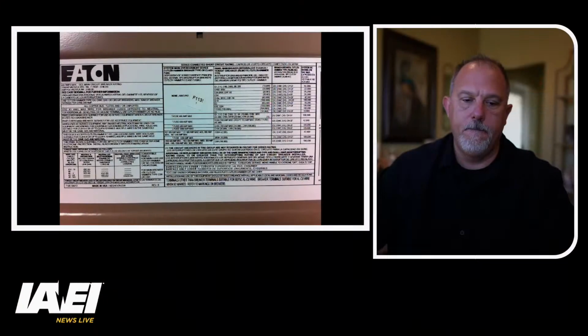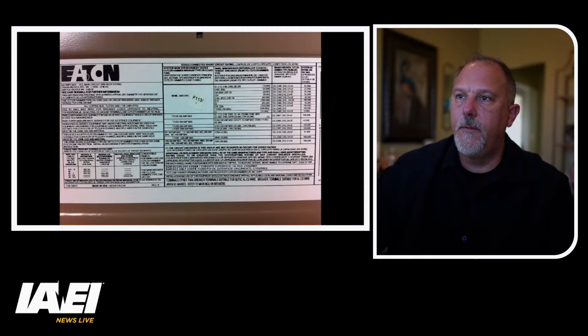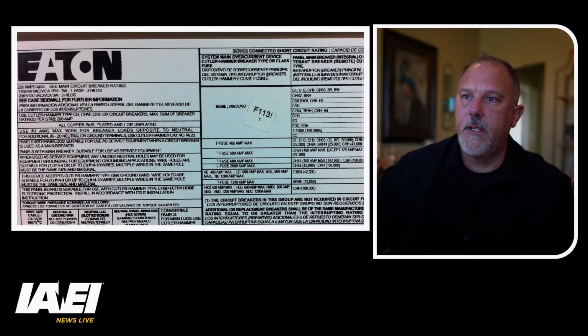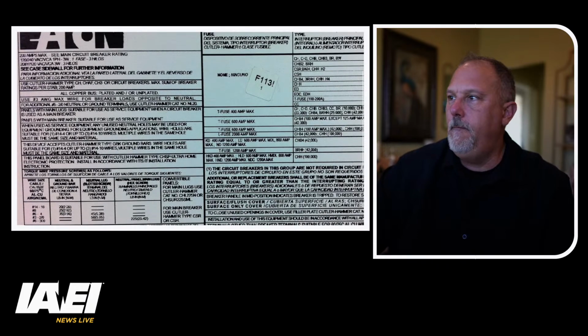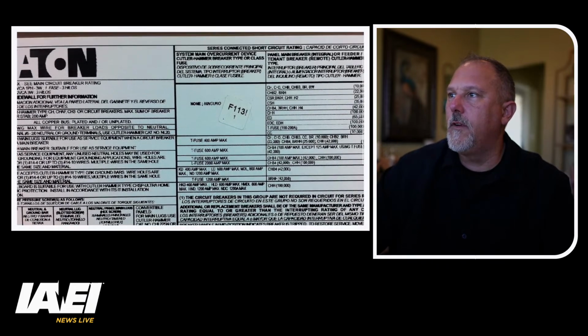When used as surface equipment, this device accepts color hammer. That's the torque. Wrong label, right? Eaton load center label. Here we go. I'm looking at a panel board or a load center rating. Okay, so this tells me it's a 200 amp max. And then we look over here.